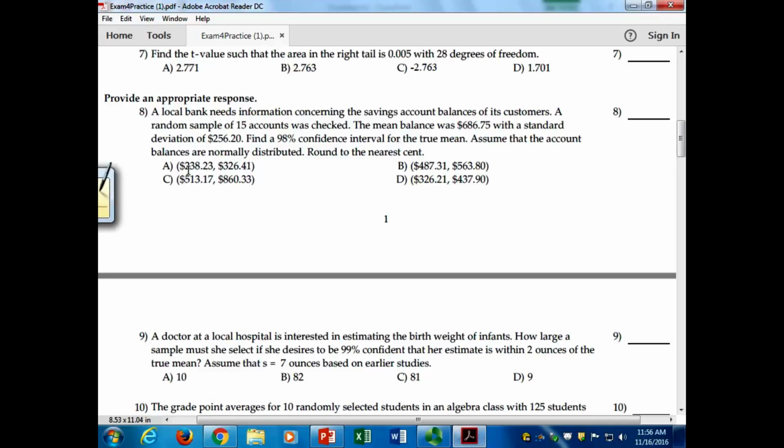Yeah, think about this. This confidence interval, and this confidence interval, they're all entirely below 686.75. So there's actually no way you could possibly end up with any of those three as your confidence interval, turns out.